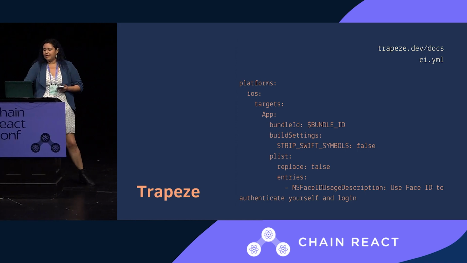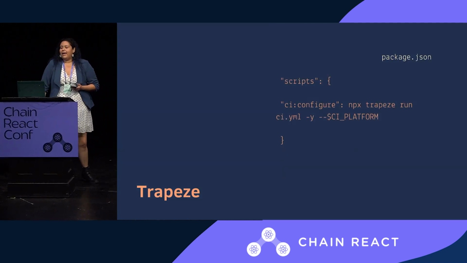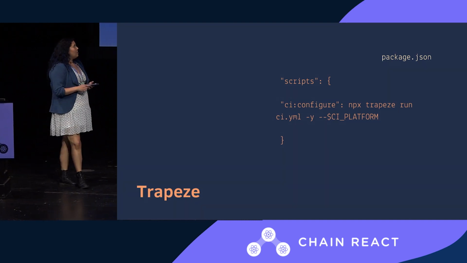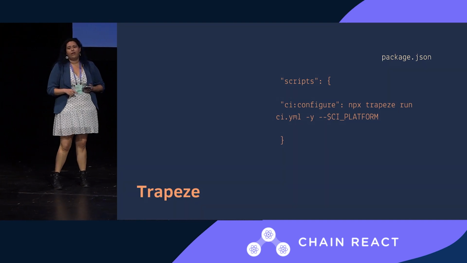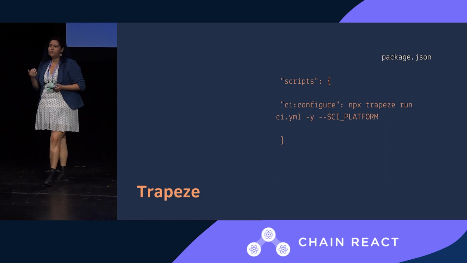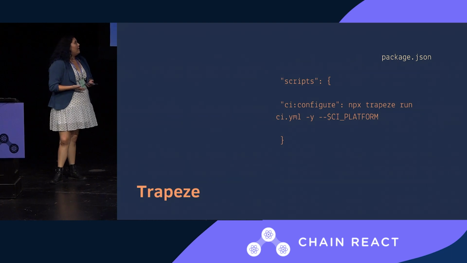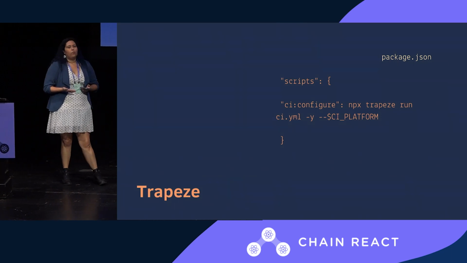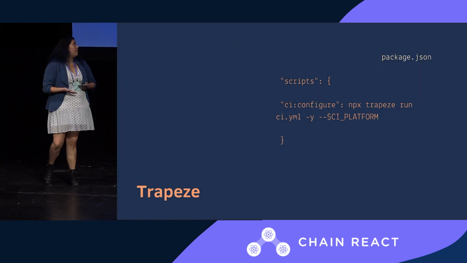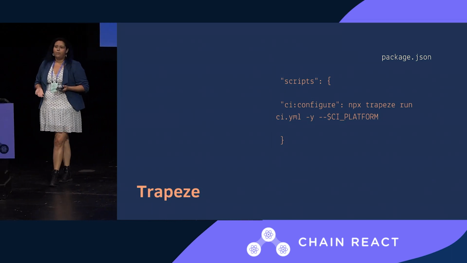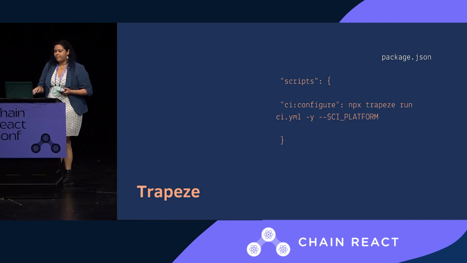To correspond with this YAML file, we have a script in our package.json, CI configure, which runs Trapeze referencing that CI file. So you could have different CI files for prod builds, for test builds, for different versions of your application. And we're passing through the CI platform so we know if we're building for Android or building for iOS. We can run this locally if we wanted to, or we can also have it run automatically as part of our pipeline.